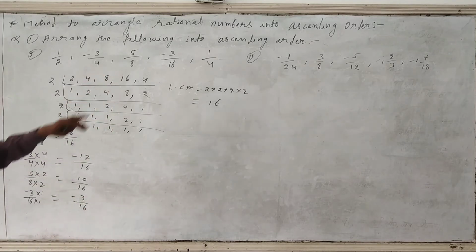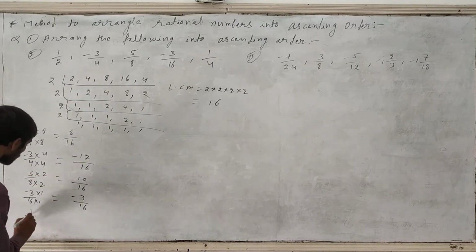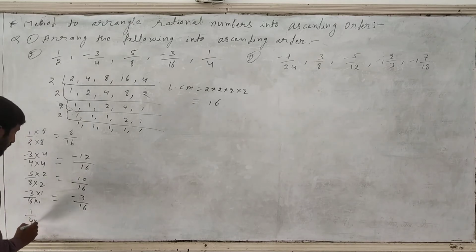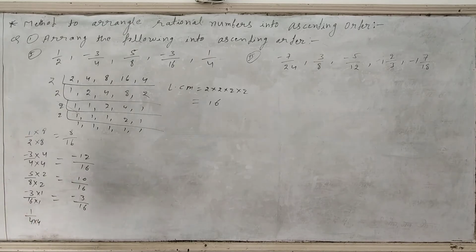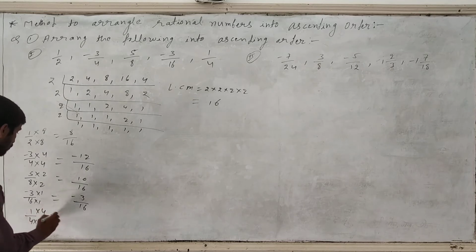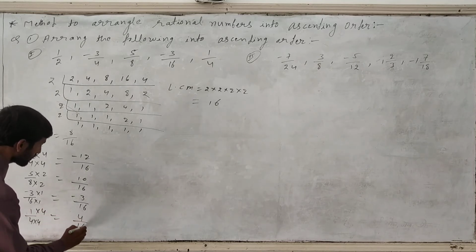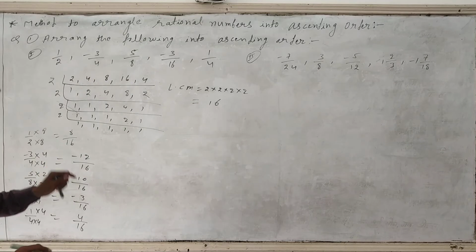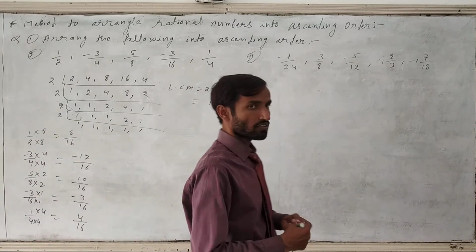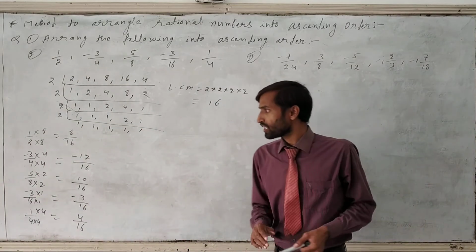Next one is 1 upon 4. Here we multiply the denominator by 4, and again multiply the numerator also by 4. So 4 into 4 is 16, and 4 upon 16 will come. Now you can compare easily because all the denominators have the same value, 16, 16, 16.